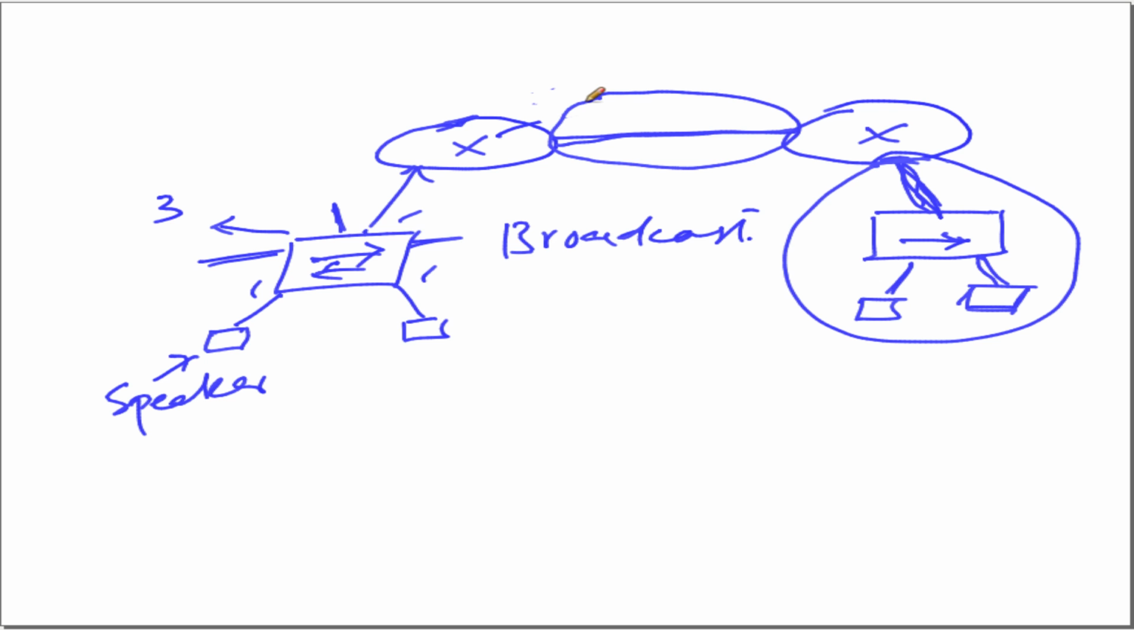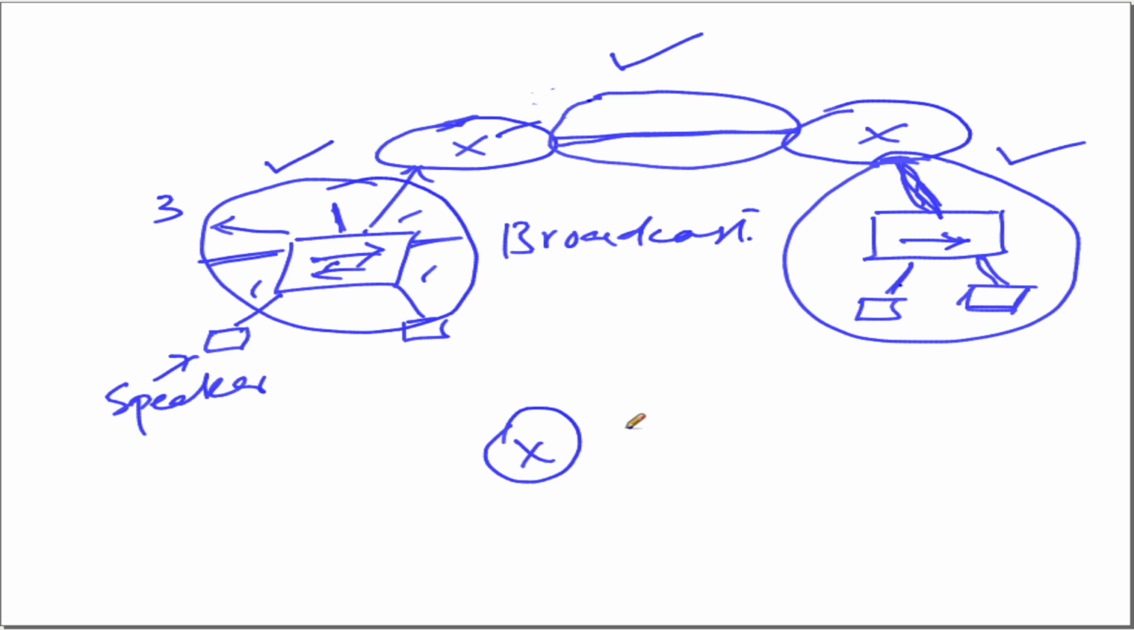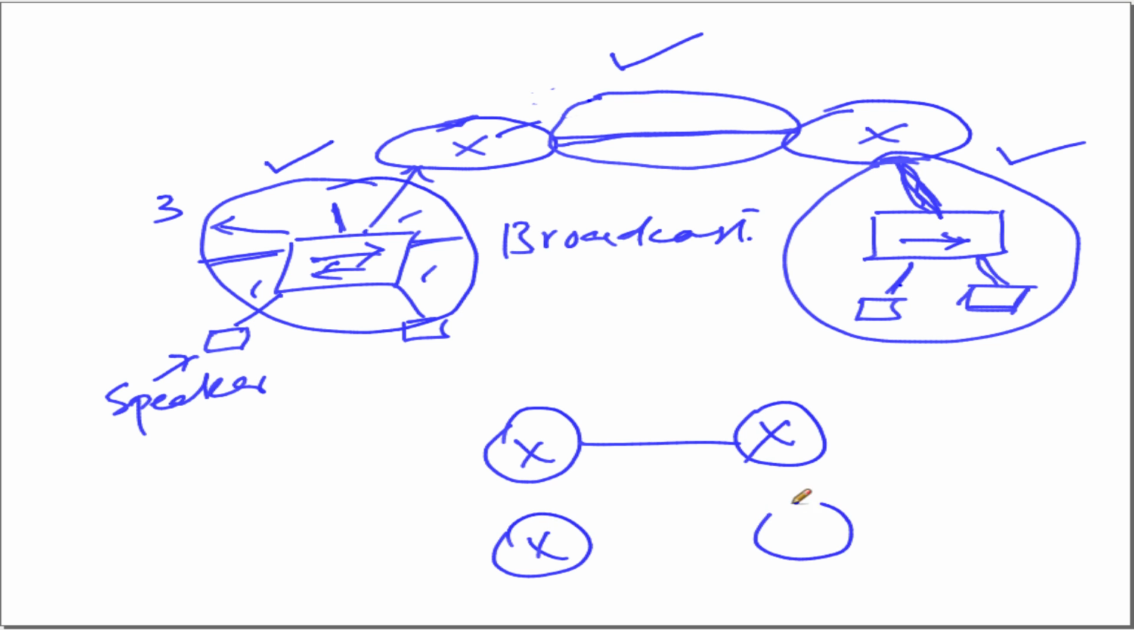So the result is that we have one collision domain and broadcast domain over here. We have one collision domain and broadcast domain over here. We have one broadcast domain over here, but many collision domains over here because we have deployed a switch. Similarly, if we had a number of routers connected in this way, then each segment has its own broadcast domain and collision domain.